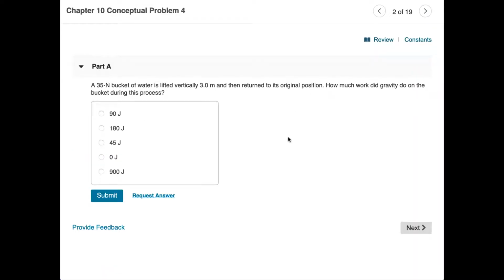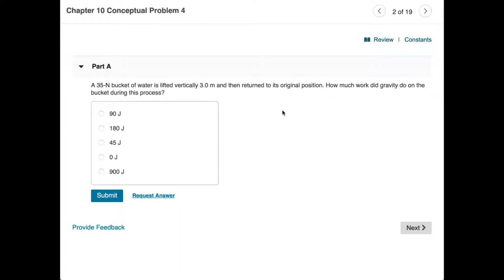Number 2, a 35 Newton bucket of water is lifted vertically 3 meters and then returned to its original position. How much work did gravity do on the bucket in this process? So the work done by gravity is the gravitational potential energy. So when I lift the bucket 3 meters, the work done by gravity is mgh, and it's negative, because as I lift the bucket upward, the force of gravity is downward, and so gravity is doing negative work.